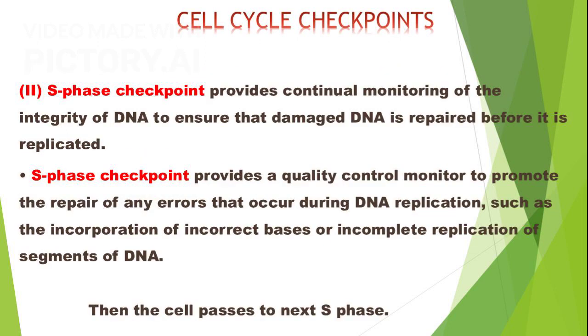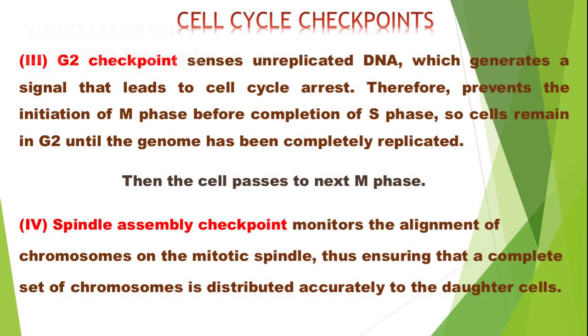The S phase checkpoint ensures DNA integrity, promoting repair of replication errors. This quality control is crucial before the cell moves to the next phase. The G2 checkpoint prevents cells with unreplicated DNA from entering mitosis, ensuring complete genome replication. The spindle assembly checkpoint ensures accurate chromosome distribution during mitosis.